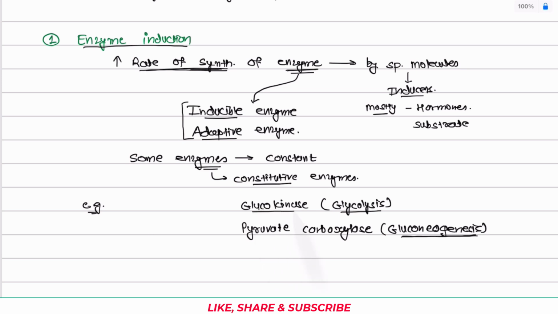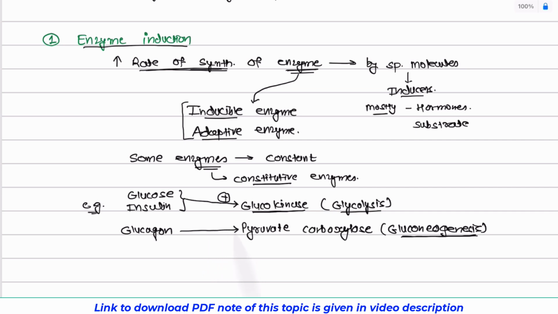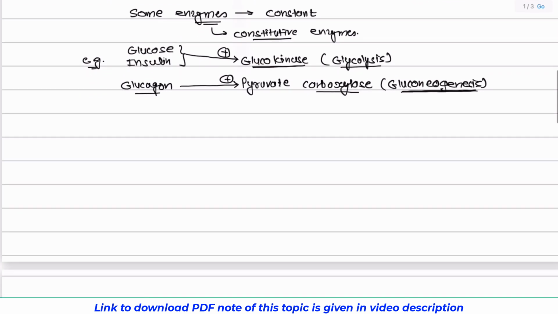Now for glucokinase, its substrate, that is glucose, and one hormone, that is insulin, act as inducers. That means glucose and insulin both increase the rate of synthesis of glucokinase, whereas glucagon induces pyruvate carboxylase. Okay, so that means glucagon induces the gluconeogenesis pathway. Now let us look at the second regulatory mechanism, that is enzyme repression. The opposite of enzyme induction is enzyme repression.